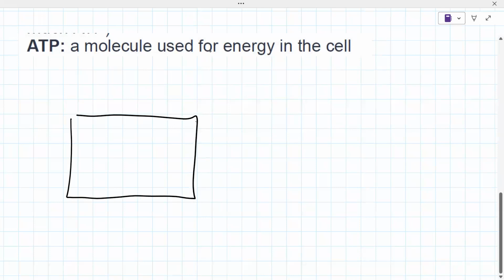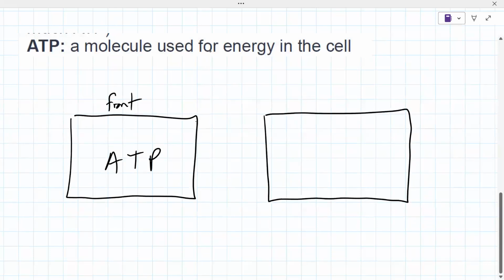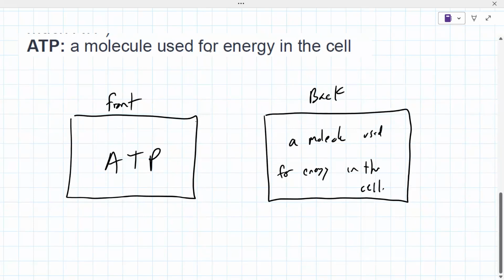Okay. Could you read this for me, please? ATP is a molecule used for energy in the cell. All right. Do you ever make flashcards or note cards? No. Okay, so I would make a note card for this. I would put ATP on the front, and on the back I would write the definition: a molecule used for energy in the cell. Do you have any 3x5 cards?